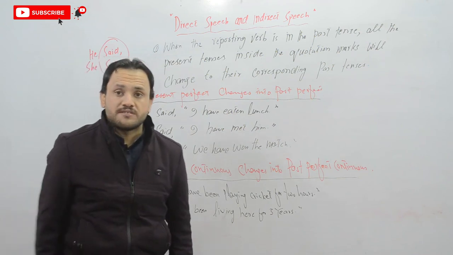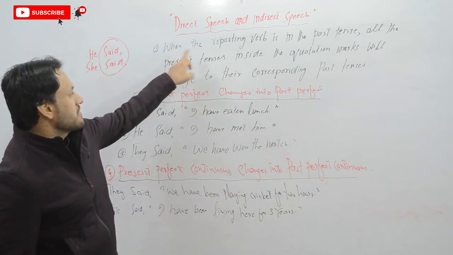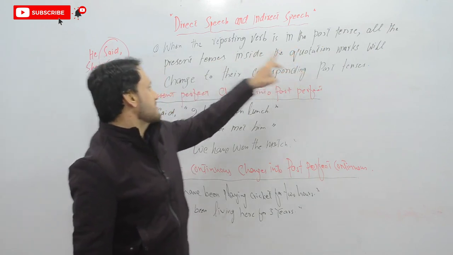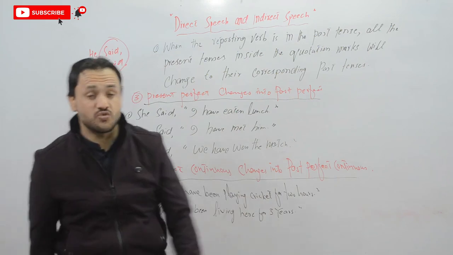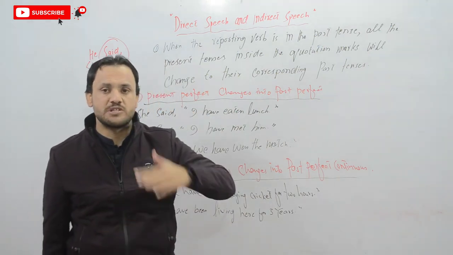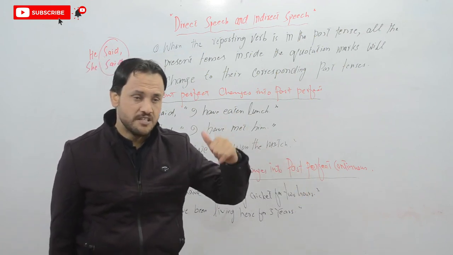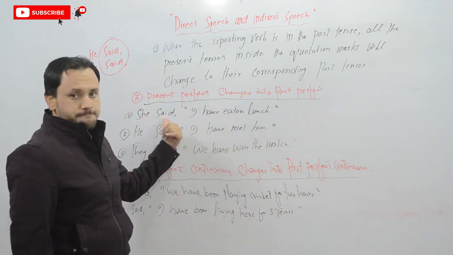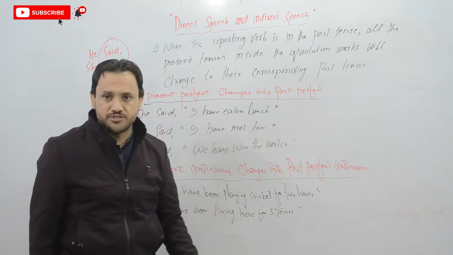Okay, now let's talk about present perfect tense. Once again, when the reporting verb is in the past tense, all the present tenses inside the quotation marks will change to their corresponding past tenses. Present perfect tense will change into past perfect tense. She said, I have eaten lunch.